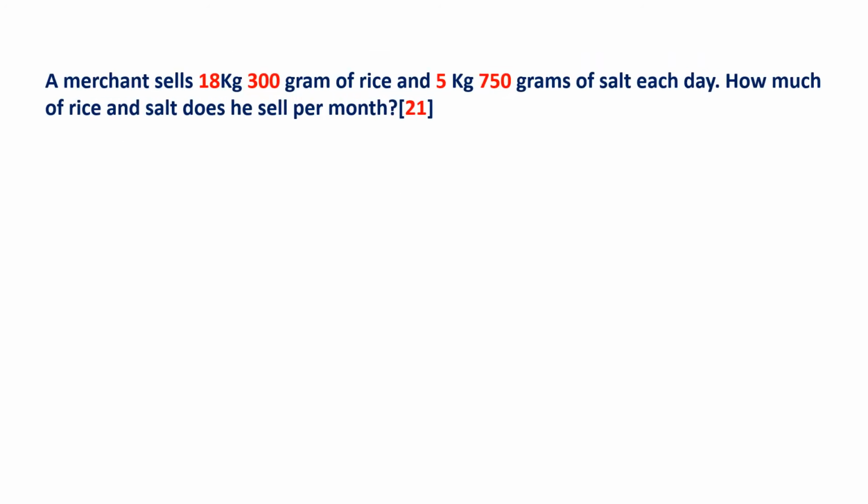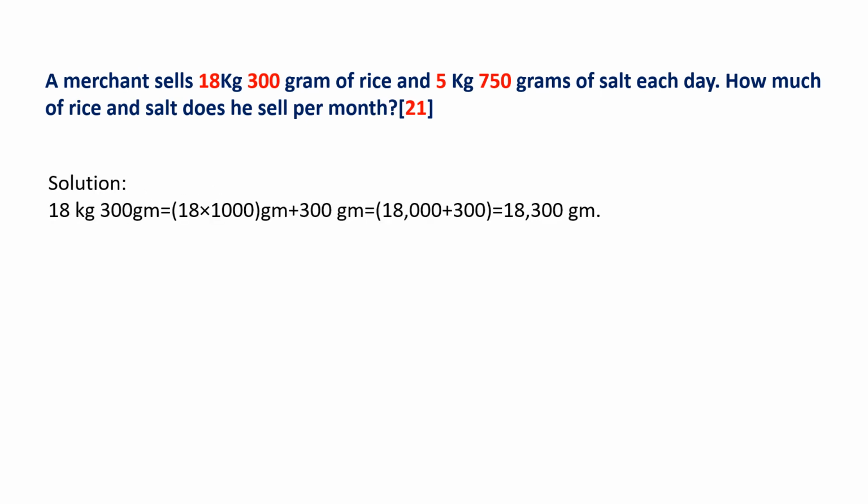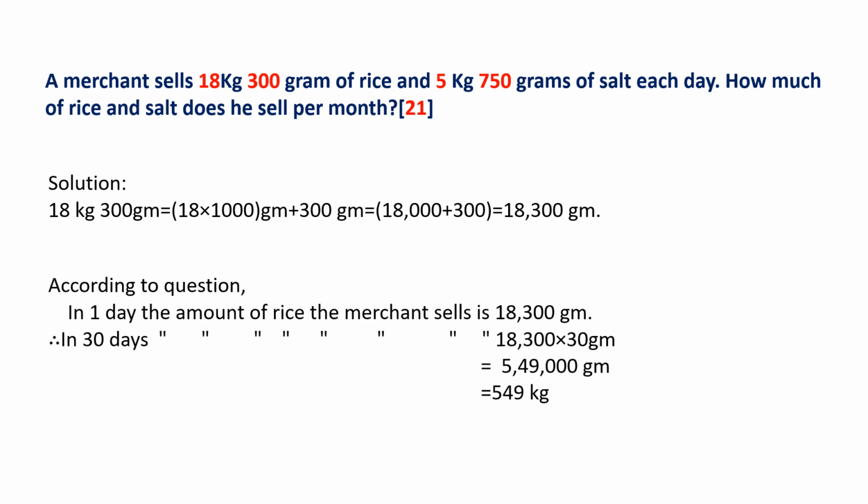And finally, this is our last question of the lecture. This is question number 21. A merchant sells 18 kg 300 gram of rice and 5 kg 750 grams of salt each day. How much rice and salt does he sell per month? Okay, let us do it for the rice first. 18 kg 300 gram is converted to 18,300 grams, and it is for one day, and for 30 days it is 549 kg. And a similar thing must be done for the quantity of salt.